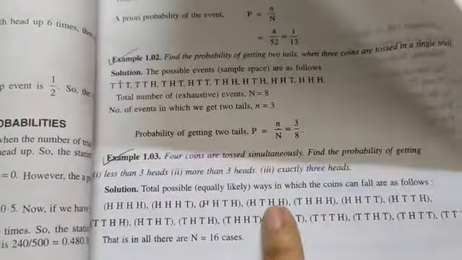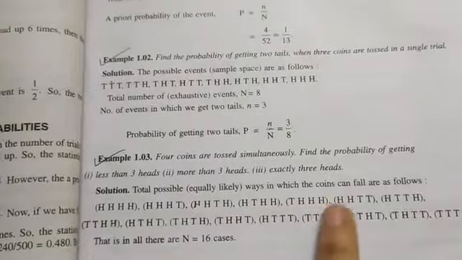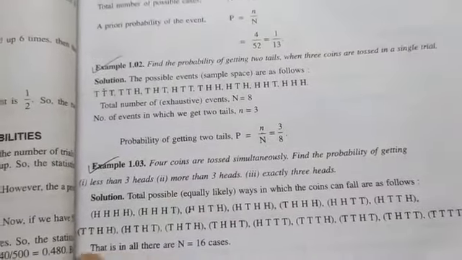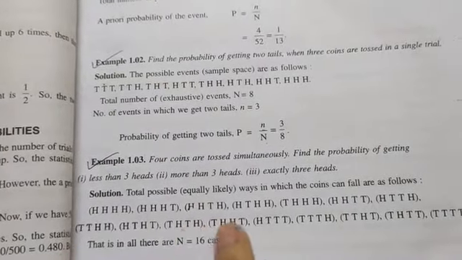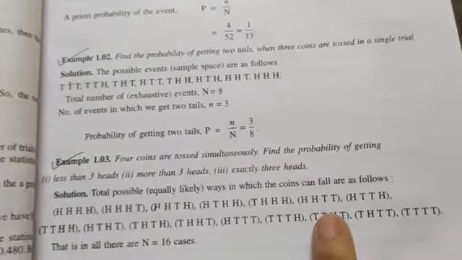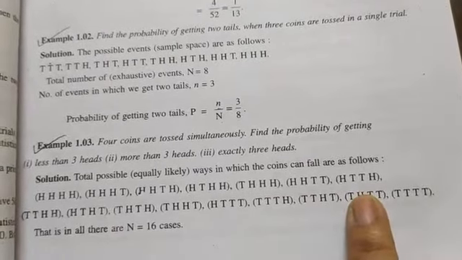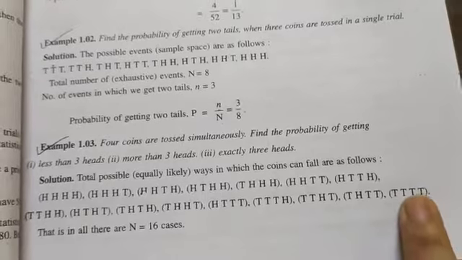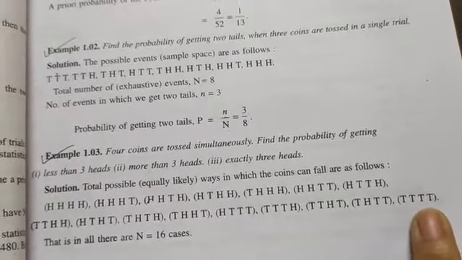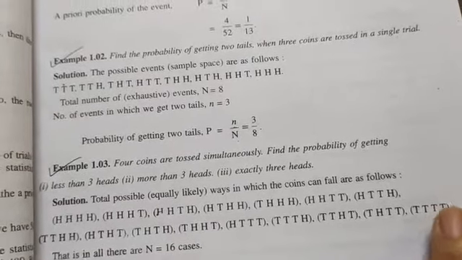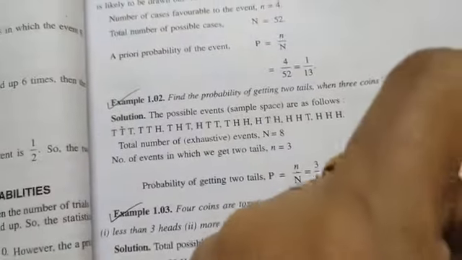So it is less than 3 heads. That means this is 1, 2, 3, 4, 5, 6, 7, 8, 9, 10 and 11. There is 0 head, the 11th case. There is no head, so less than 3 means 0 is also counted. The total number of cases are 11. That means probability comes out to be 11 by 16.